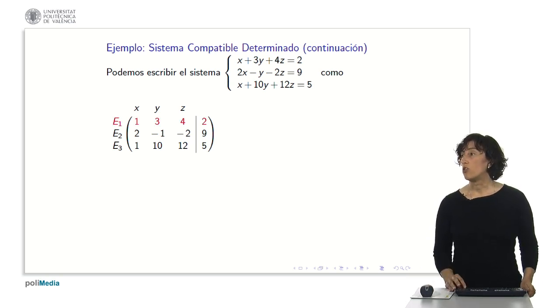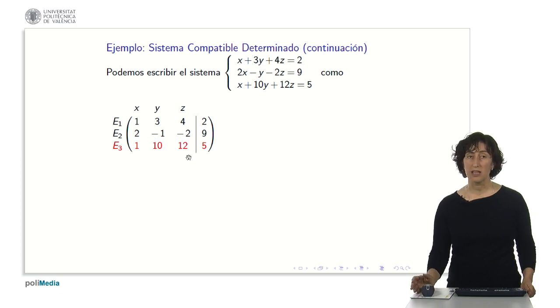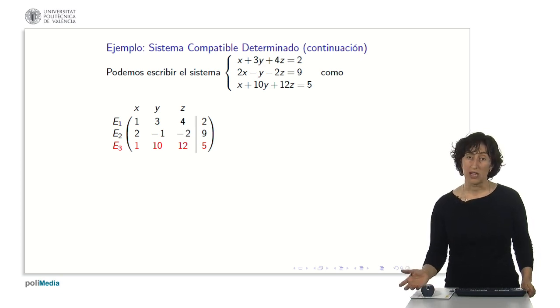I take equation 1 and I write the coefficient of the x, coefficient of the y, coefficient of the z, and the independent term after the vertical line. Equation 2, the same. Equation 3, the same, but taking care that the x goes below the x, and the z goes below the z, because operations do not allow us to make calculations mixing variables.